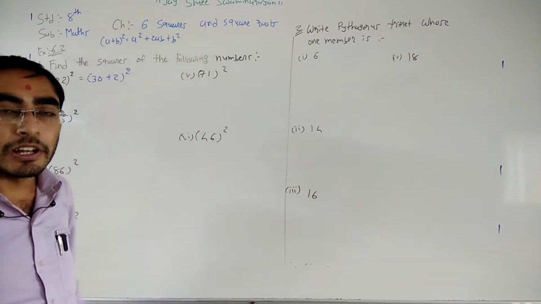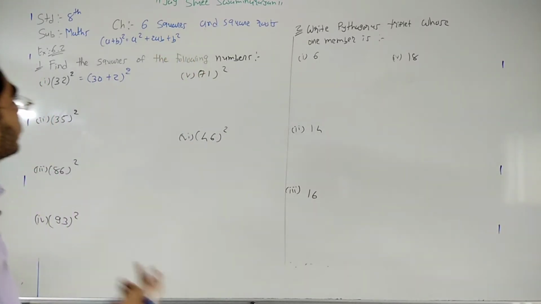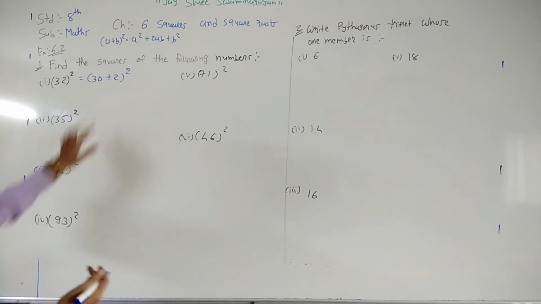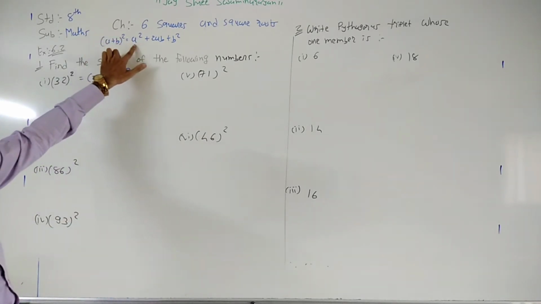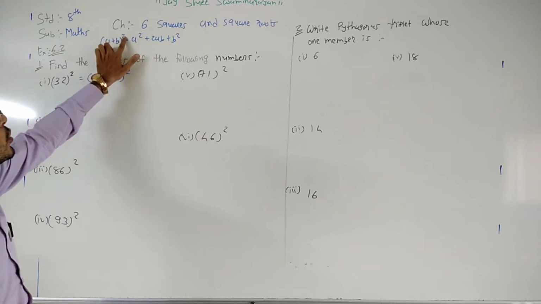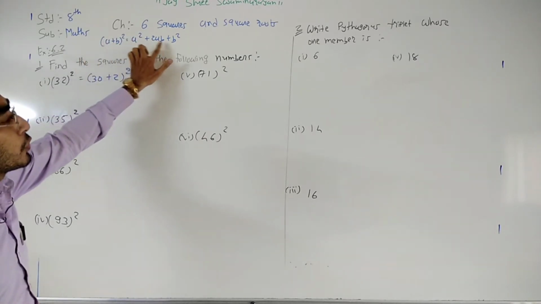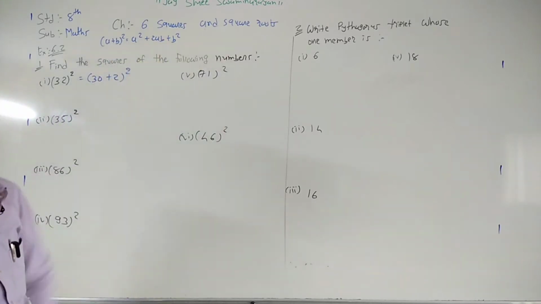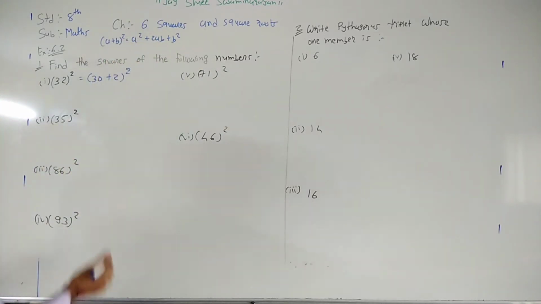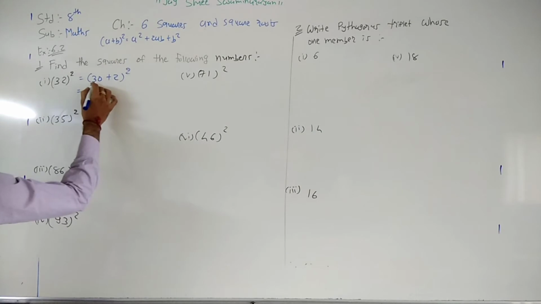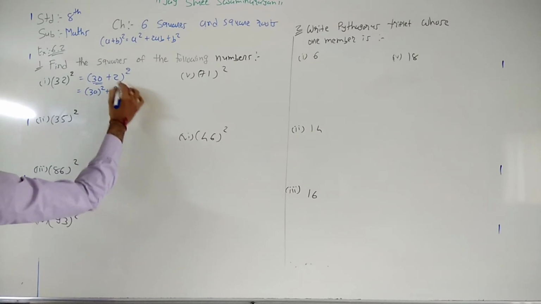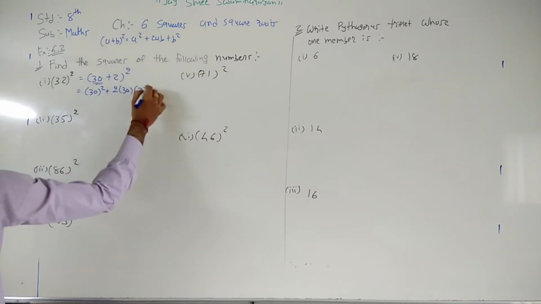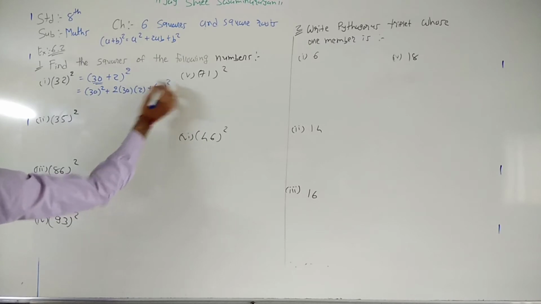This identity we briefly learned in chapter number 9 and 14. That means if we have two numbers and we want to find the square, then first number square plus 2 multiply first into second, that means 2ab, plus second number square. This identity we need to use here. Now a square, that means your first number 30 square, plus 2 multiply first number 30, second number 2, that is 2ab, and plus b square, that means 2 square.